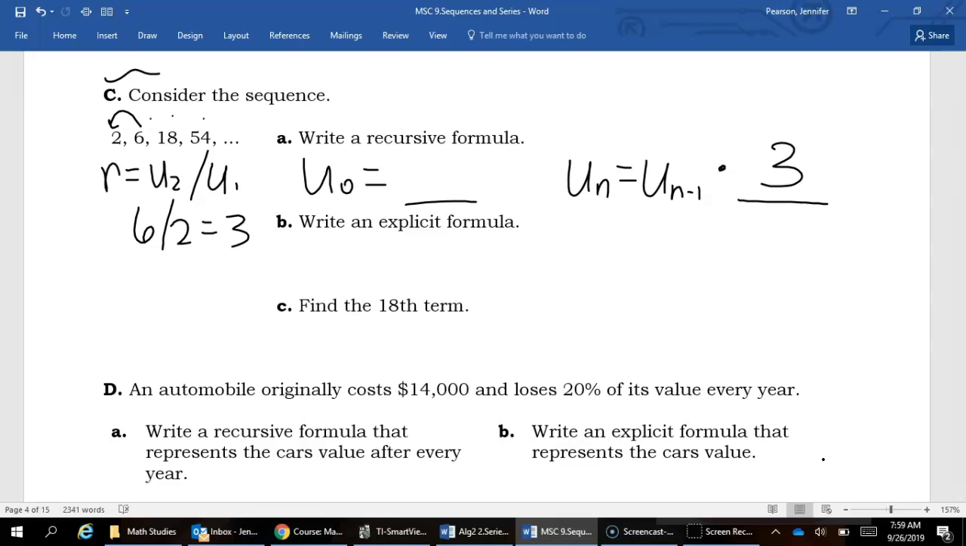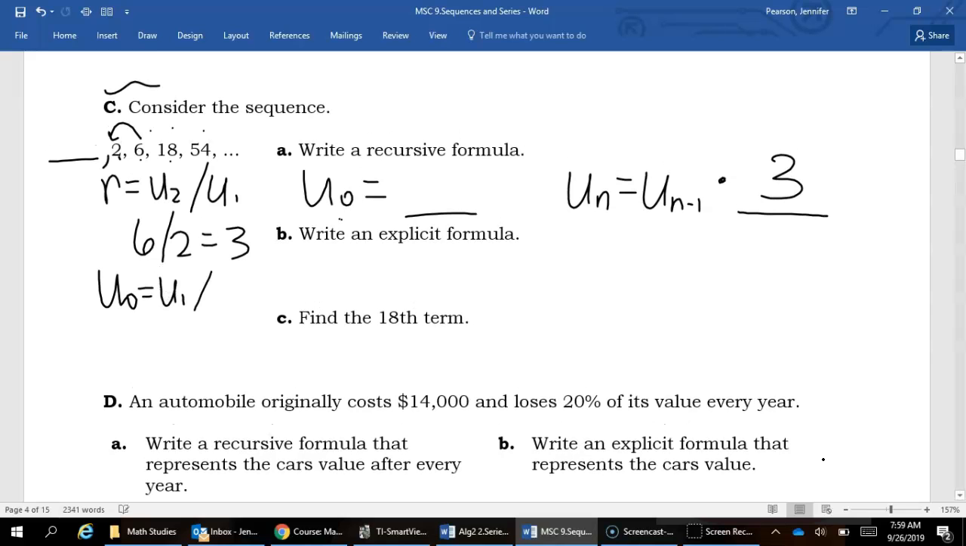I know the first number is 2. The second number is 6. The third number is 18, but I'm looking for the 0 number. So to get the 0 number, we need to take the first number and divide by the ratio.